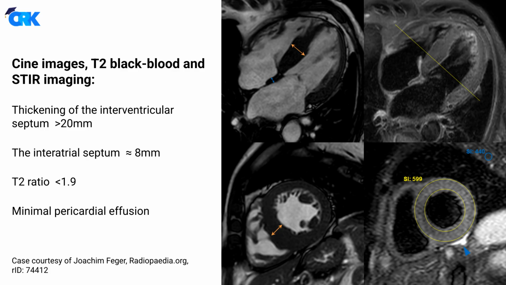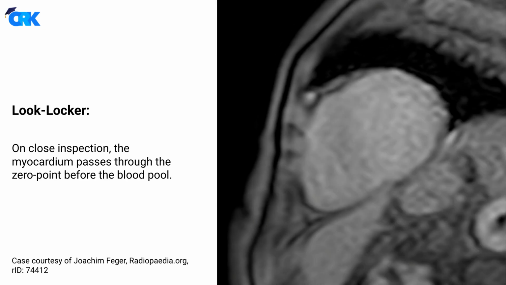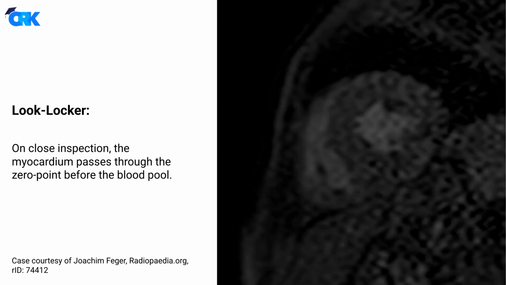Cine images, T2 black blood and STIR imaging revealed thickening of the interventricular septum, orange measurement greater than 20 millimeters, and the interatrial septum, blue measurement approximately 8 millimeters. T2 ratio was less than 1.9. A T2 ratio of greater than or equal to 1.9 is considered abnormal. Minimal pericardial effusion, blue arrowhead. Look-Locker images sorted by acquisition time. On close inspection, the myocardium passes through the zero point before the blood pool. Usually this is the other way around.